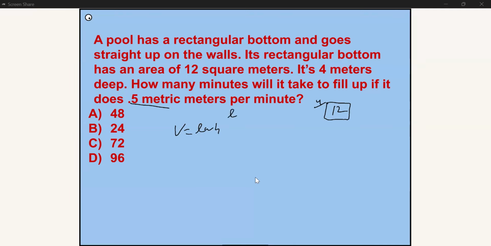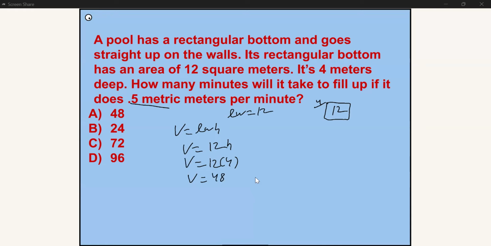So LW equals 12 because it's just the area of the base times the height, right? That will always work for right rectangular prisms or regular prisms like that. It wouldn't work for cones, but we'll get to those eventually. So V equals 12H, and we know what H is. It's 4, so it's 12 times 4. So V equals 48. Great.